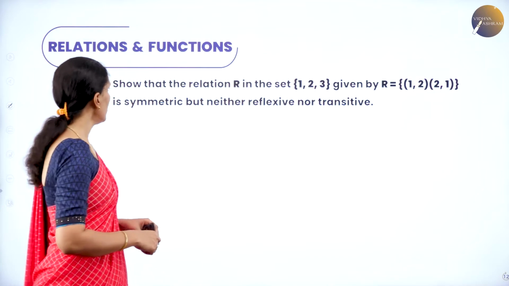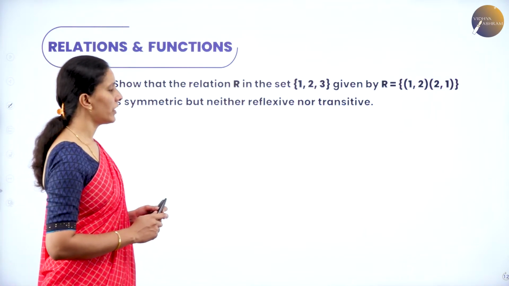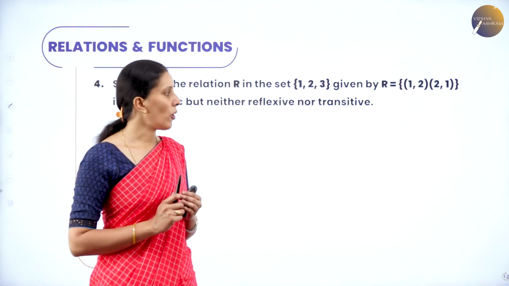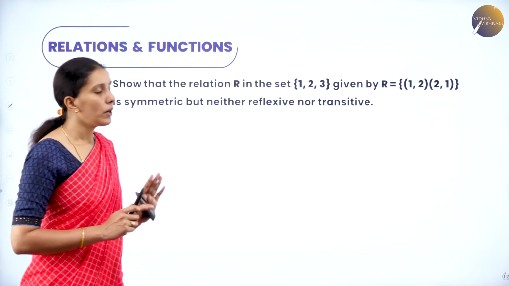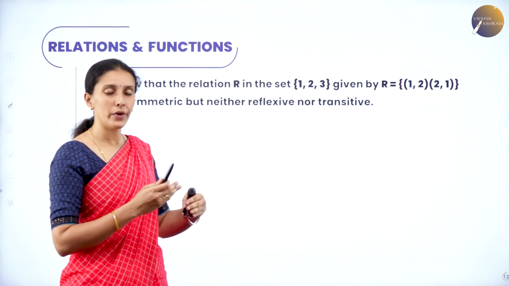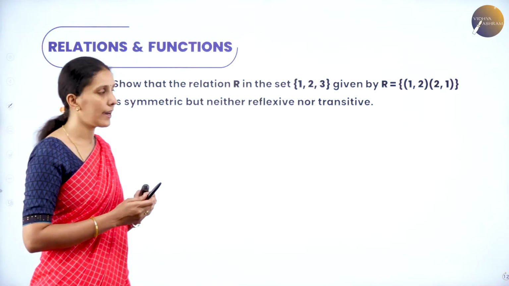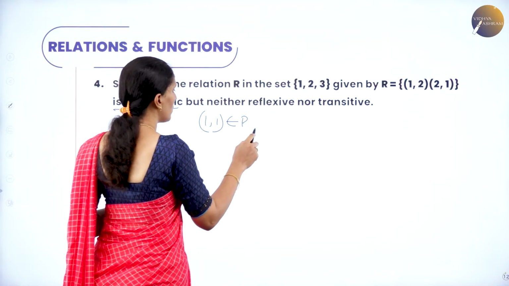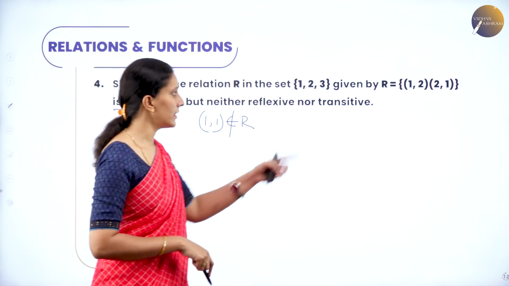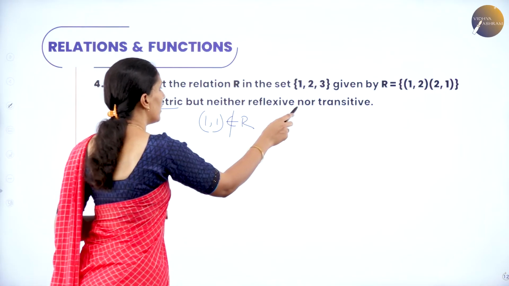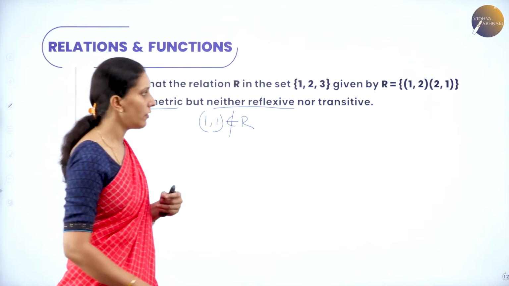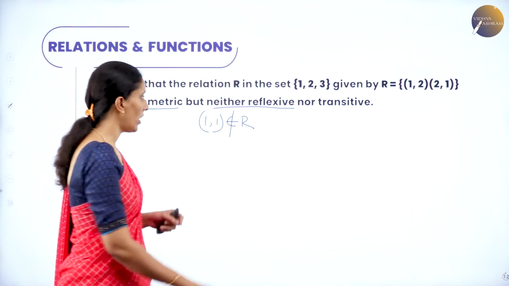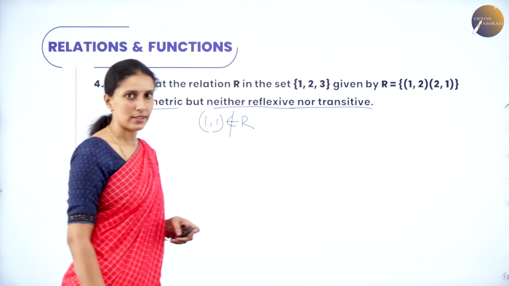So the next question here: show that the relation R in the set {1, 2, 3} given by {(1,2), (2,1)} is symmetric but neither reflexive nor transitive. The same property we use: we have (1,2) and (2,1). Whenever (1,2) is inside the R, then (2,1) should also be inside R. Hence it's symmetric. But we cannot find (1,1) belongs to R here. So it is not there inside the relation set. Therefore it is not reflexive, and for transitive we have (1,2), (2,1). Again we don't find (1,1) belongs to R. So therefore it is neither reflexive nor transitive.